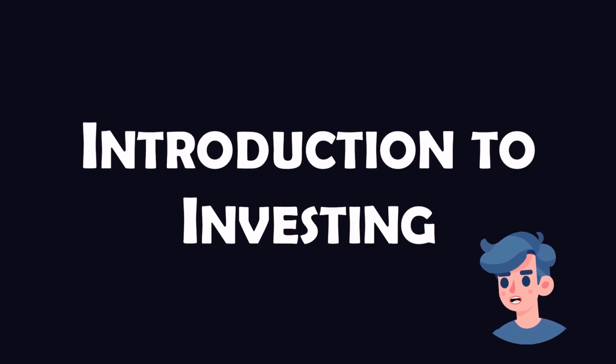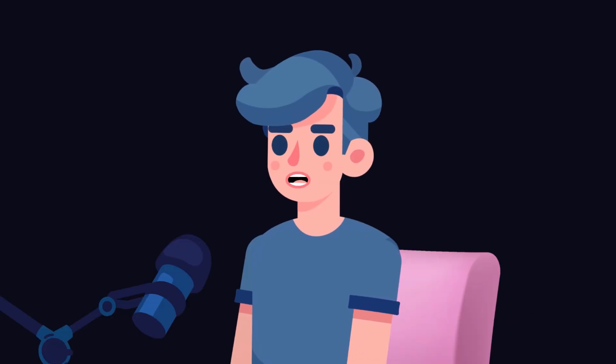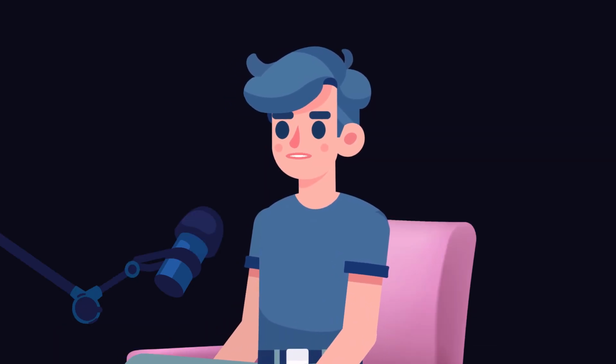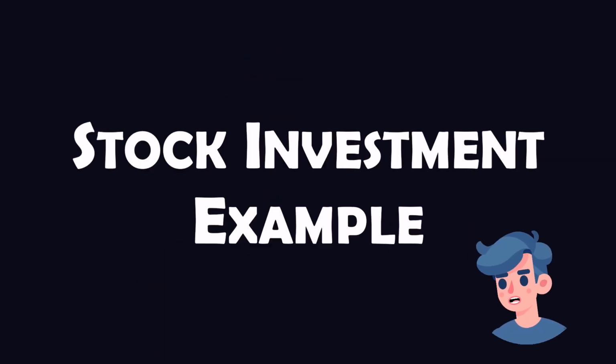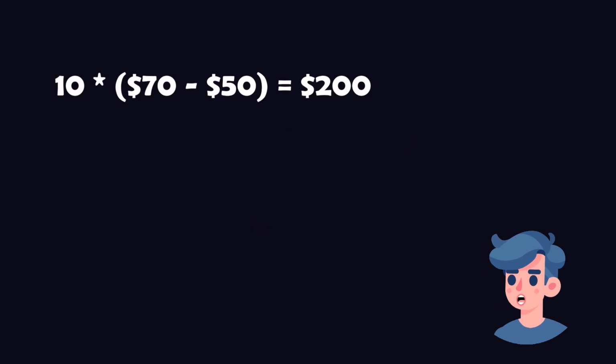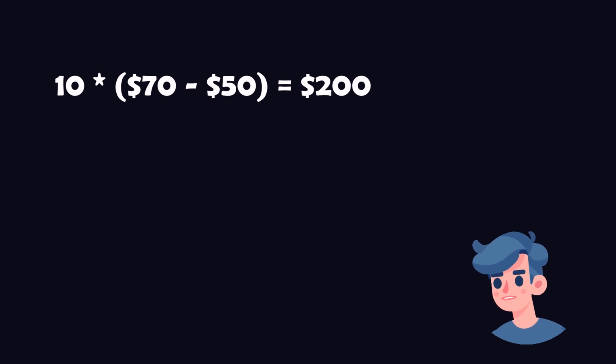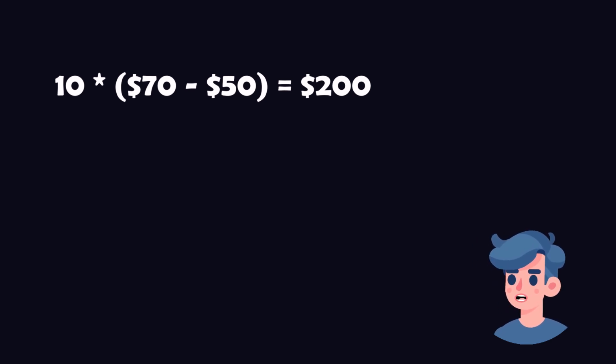Investing is another crucial aspect of personal finance. Investing allows you to grow your money over time through various financial instruments like stocks, bonds, and mutual funds. Let's break down an example of investing in stocks. Suppose you buy 10 shares of a company at $50 per share. After a year, the stock price rises to $70 per share. The profit from your investment will be 10 shares * ($70 - $50) = $200.